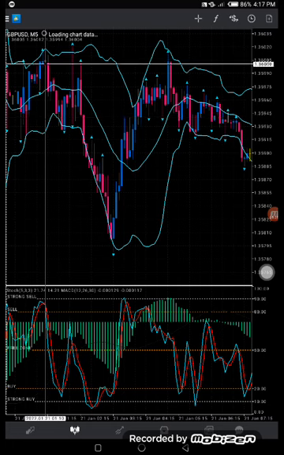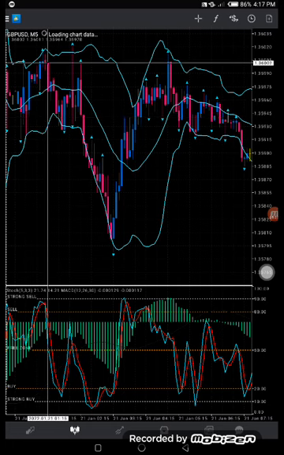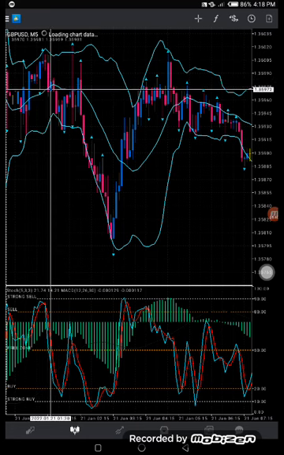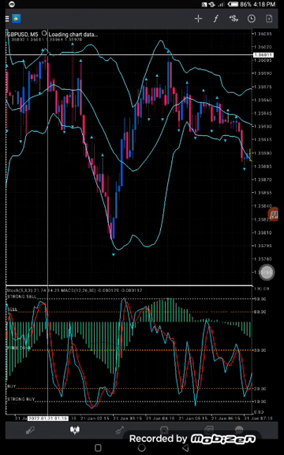I would have entered here, but in most cases I would like to see a strong reaction in the opposite direction. Like now, this is a strong bearish candle. It closed strongly. Then I'll enter my next position. I'll enter the trade here, and then place my stop loss here.